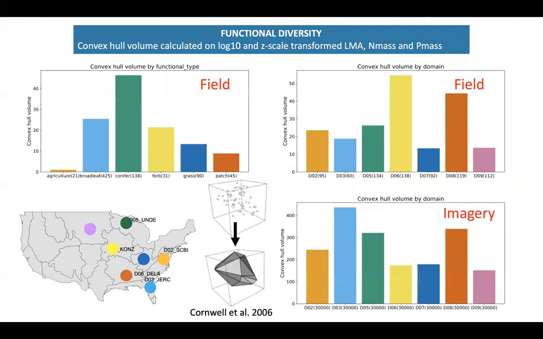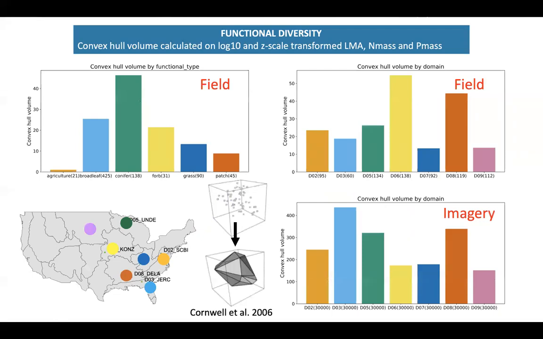One of the things that we're really interested in is functional diversity. Without getting too much into it, because I don't know enough about how to characterize it, one of the typical methods used is the convex hull method. We do this on 3 variables. Here we're just doing it on nitrogen, phosphorus, and LMA. It's basically trying to characterize functional diversity as a proxy for species diversity in these different ecosystems.